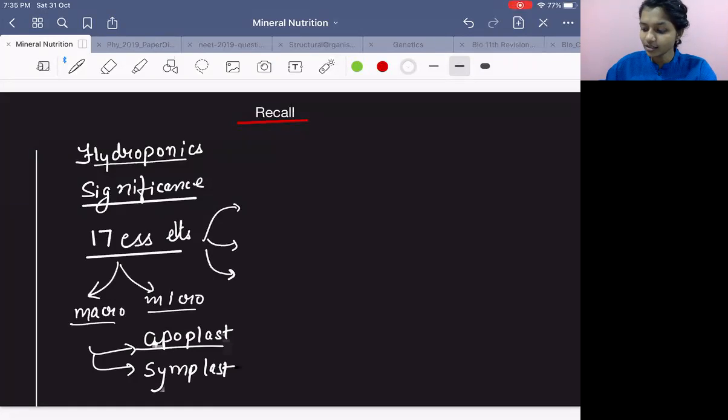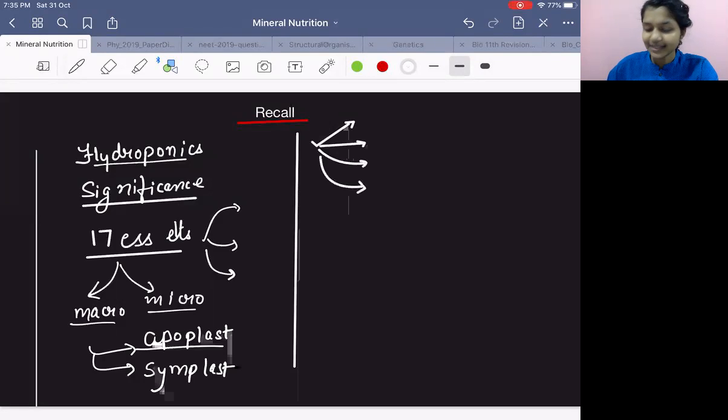What else did we learn? These minerals can be part of 4 things: a component of structure, making any energy releasing compound, and activating or inhibiting the enzyme. So like this we had discussed that they can be component of 4 things in the plant.